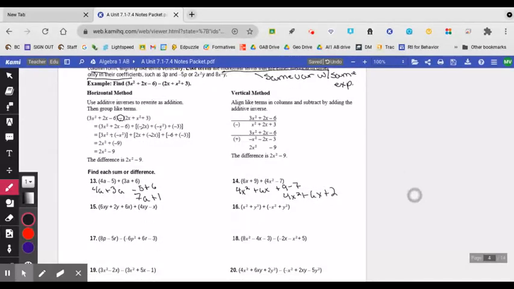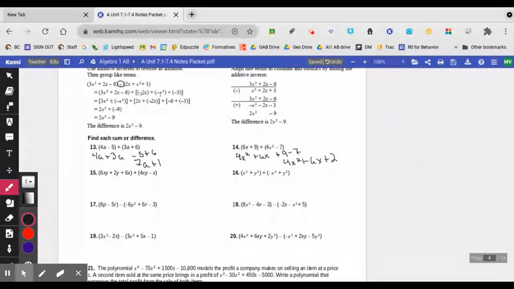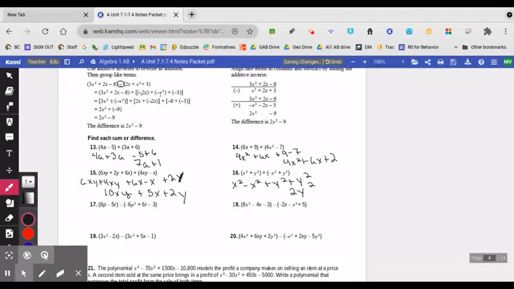So I want you to pause, and I want you to try 15 and 16. Come back and check. So number 15, after I group and combine my like terms, it's 10xy plus 5x plus 2y. 16 is 2y squared.